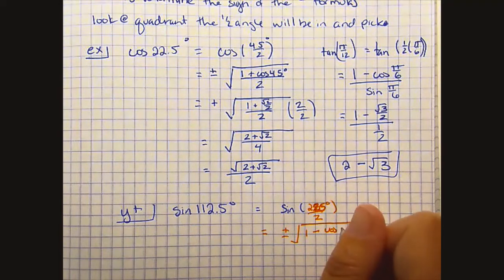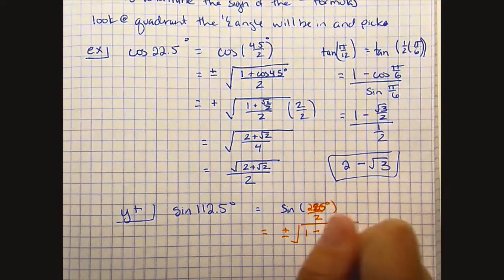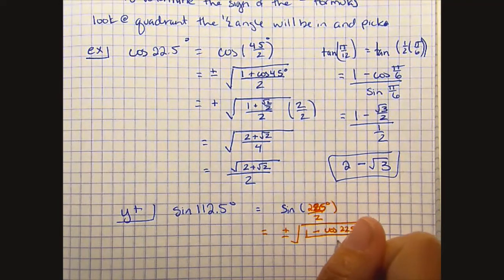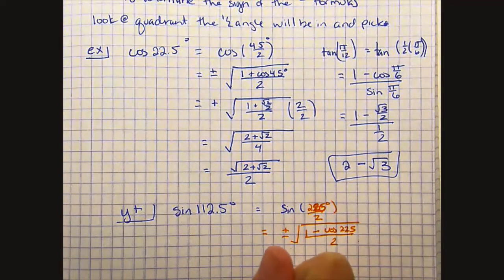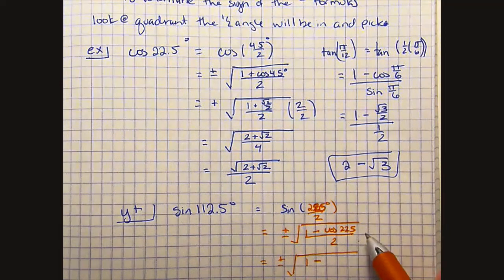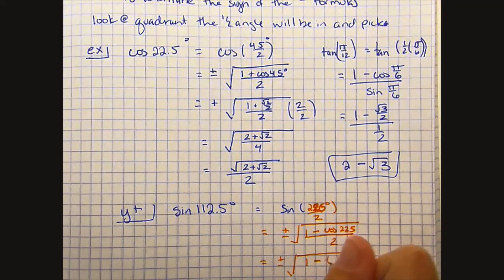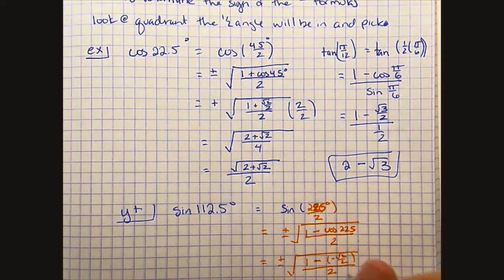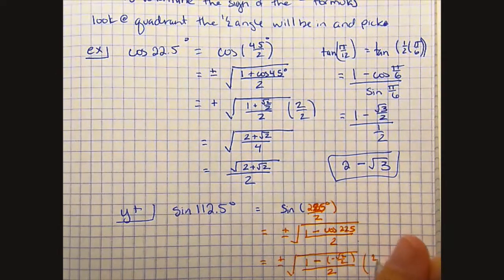250 is not even on the unit circle. Oh well, 1 minus cosine of 225 all over 2, which equals plus or minus the square root of 1 minus cosine of 225, that's negative root 2 over 2. So negative root 2 over 2 all over 2.